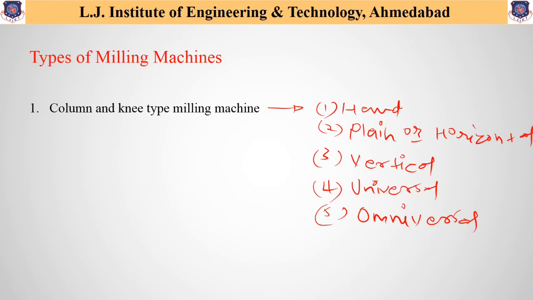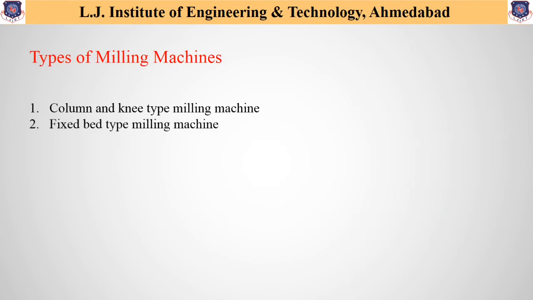Now the next machine is the fixed bed type milling machine. This fixed bed type milling machine is also sometimes called the manufacturing type milling machine. And this machinery is also further classified, first one being the plain type milling machine.